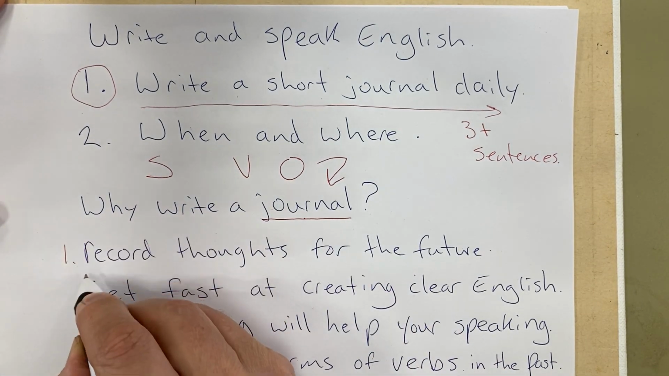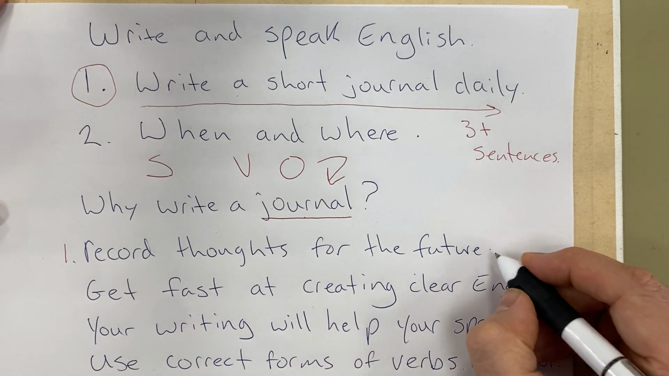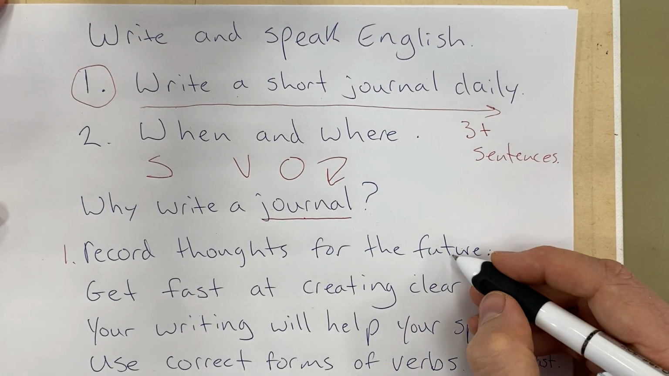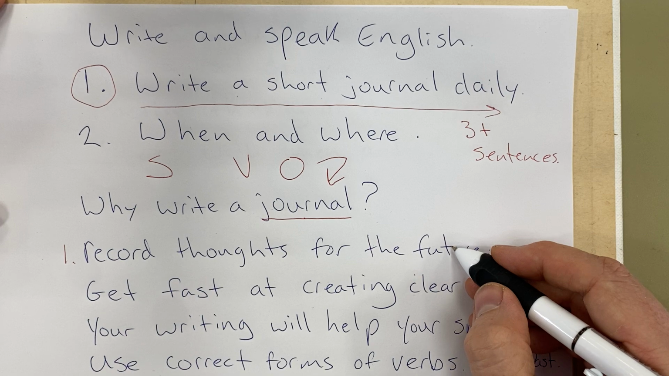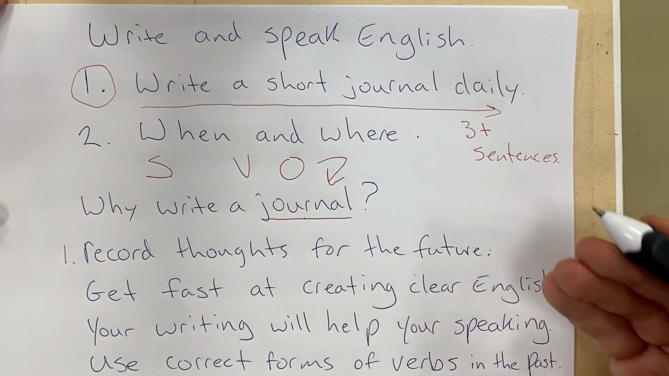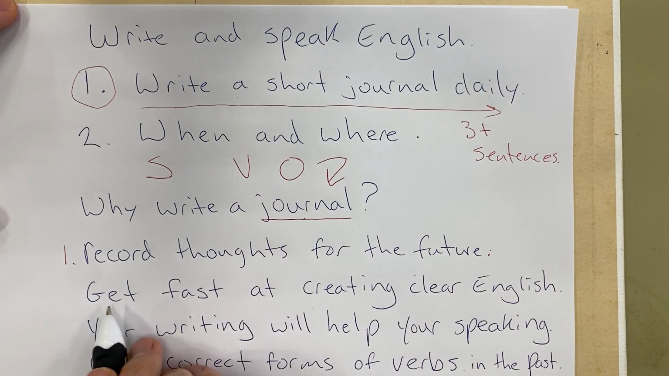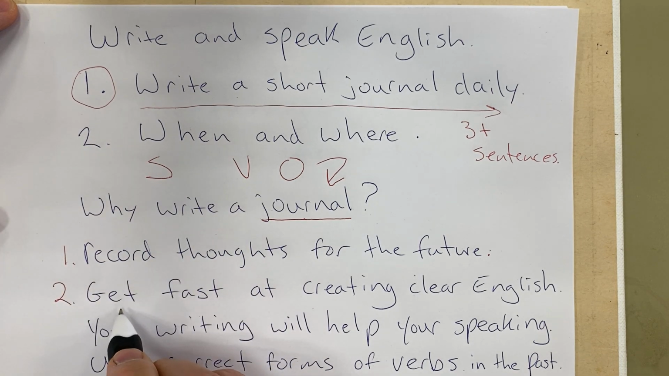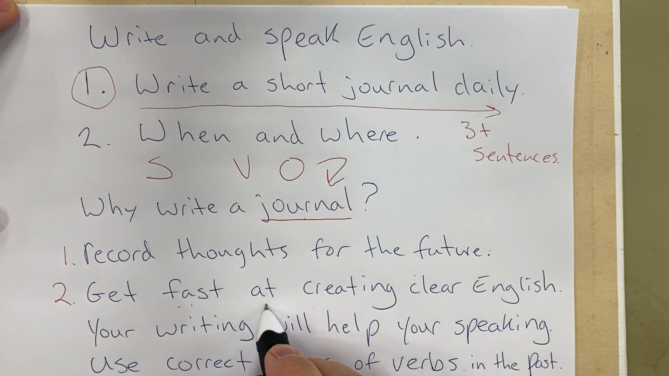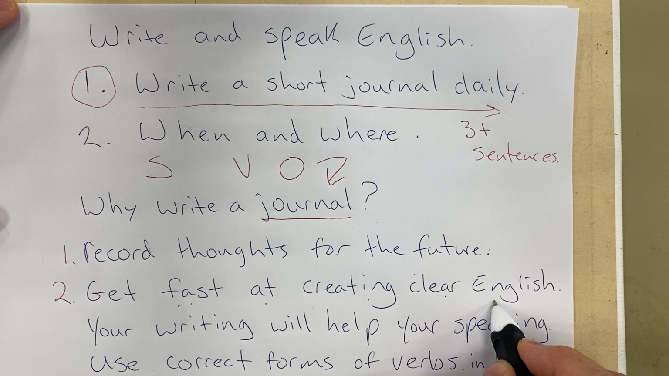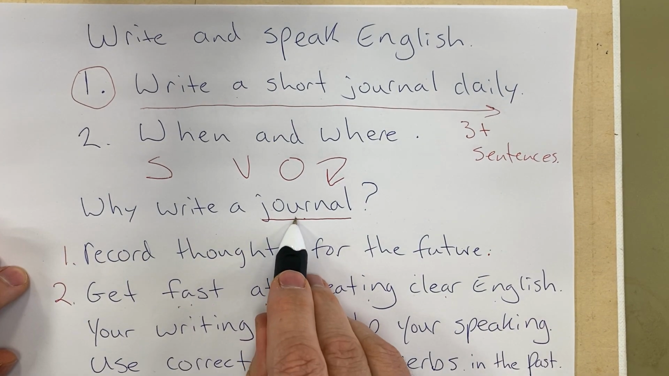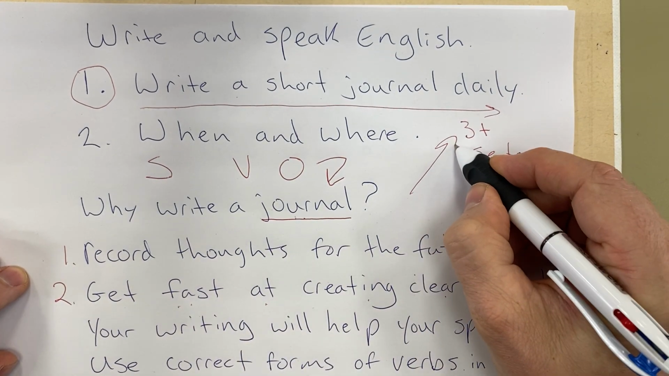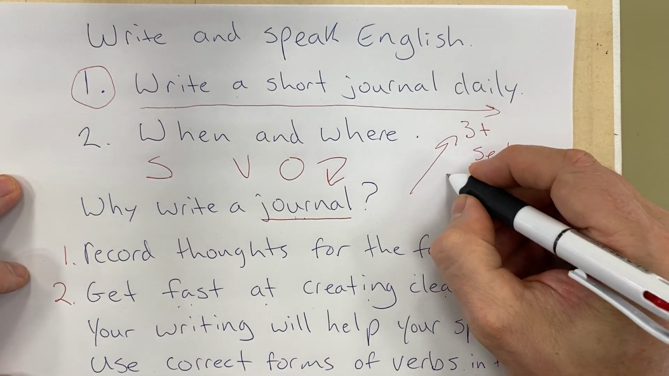One, we can record our thoughts for the future. So you can look back and see how you were feeling, what you were thinking, what you did well, and what mistakes you made. Number 2, you're going to get fast or quick at creating clear English. So this writing journal time and these few sentences you write are giving you practice.